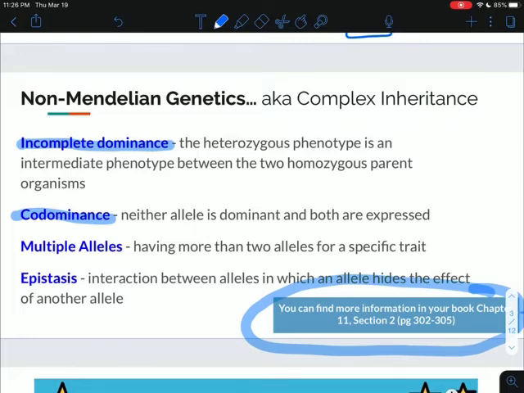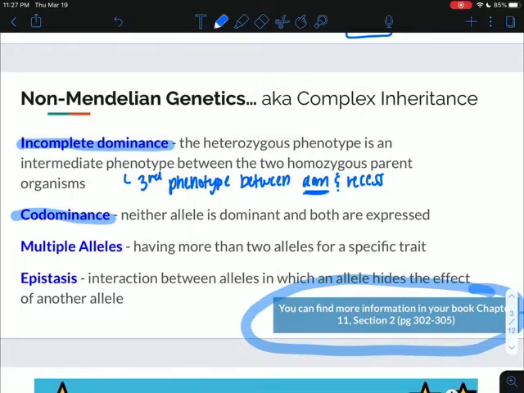So if we look at this definition here, it says the heterozygous phenotype is an intermediate phenotype between the two homozygous parent organisms. Again, it sounds like a mouthful. What does that actually mean? So to me, that means that there is a third phenotype that is between the dominant and the recessive, okay? So hold on to that. Again, like I said, it's incomplete dominance.